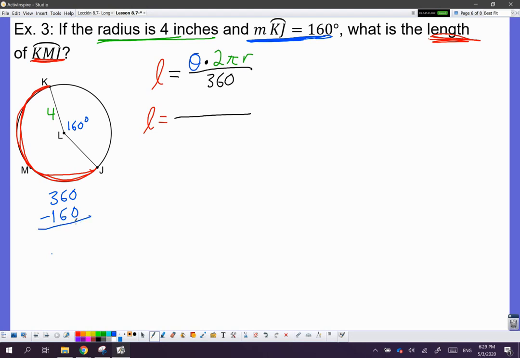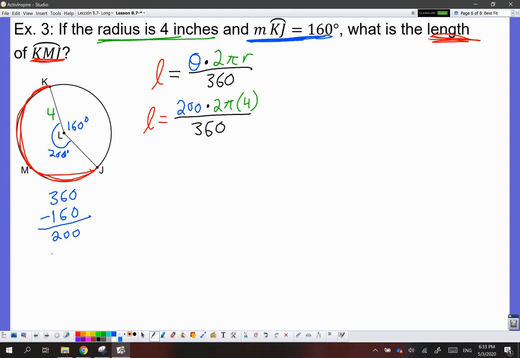So if I subtract here, I end up with 200. So my arc measurement that I really need over here is 200 degrees. And then I have times 2 times pi times the radius, which is 4. And then all that divided by 360 degrees.